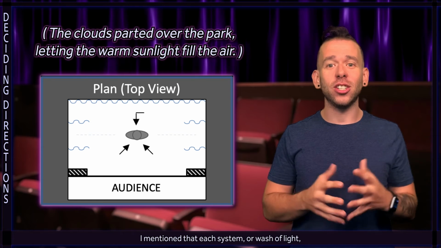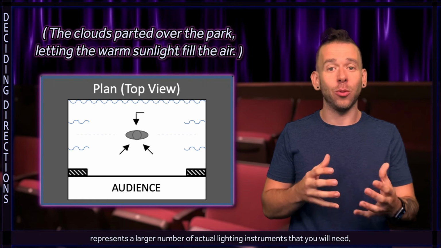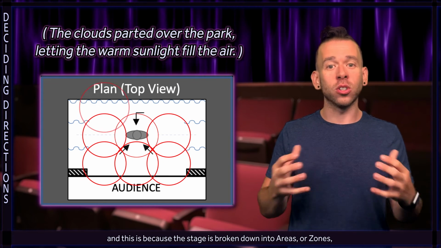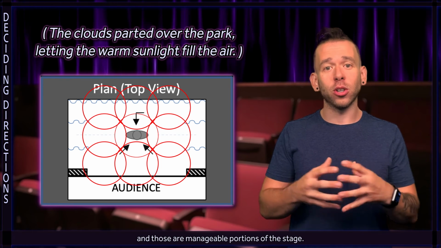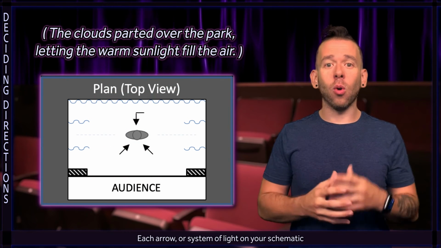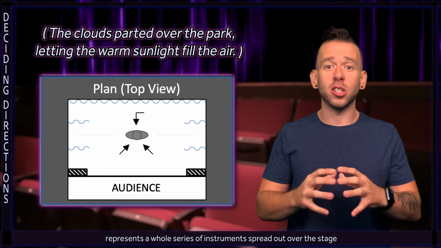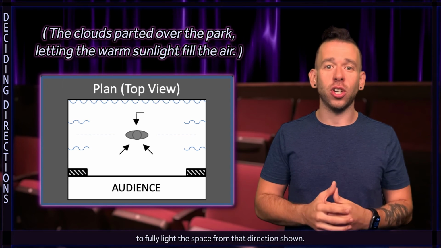I mentioned that each system or wash of light represents a larger number of actual lighting instruments that you will need, and this is because the stage is broken down into areas or zones depending on which term you prefer, and those are manageable portions of the stage. Each arrow or system of light on your schematic represents a whole series of instruments spread out over the stage to fully light the space from that direction shown.